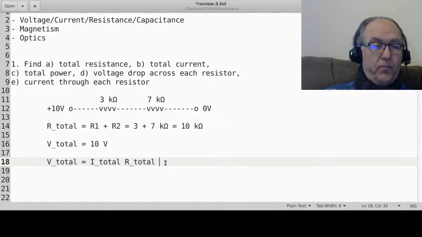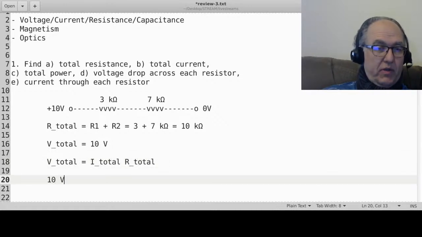All right, so I made the numbers easy on purpose. So you've got 10 volts here for the total voltage. That's going to equal your total current. And the total resistance is 10 kilo ohms. Let me put this in.